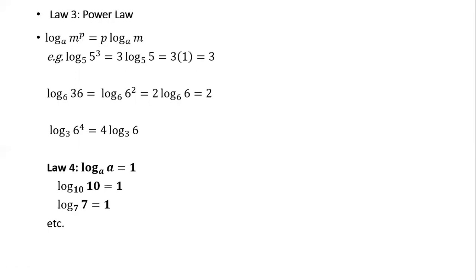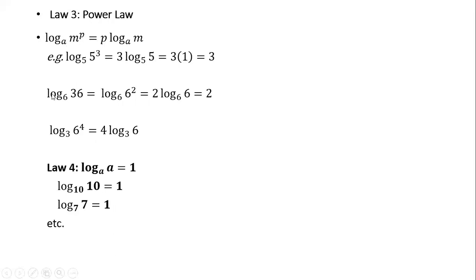I hope you are following. When we have the three steps, like log base a of a number power something, then the power, the exponent, should be sent in front of the log. So log base a of m power p is the same as p log base a of m. Example, log base 5 of 5 power 3. Now the exponent is 3 here, so let's bring it in front to become 3 log base 5 of 5. And the answer will be 3 times 1, which is 3.